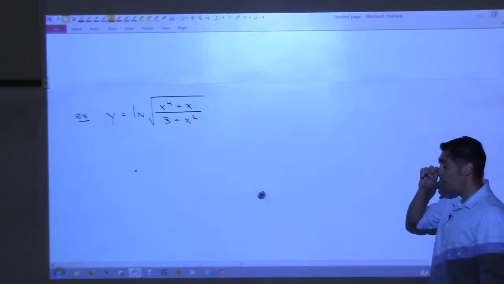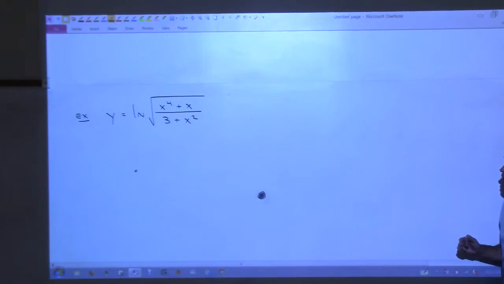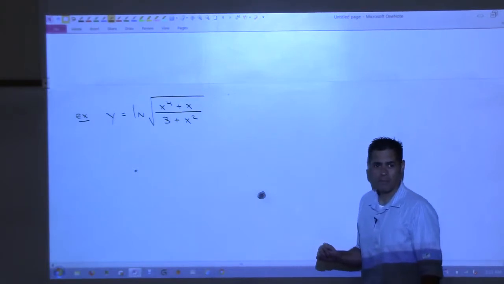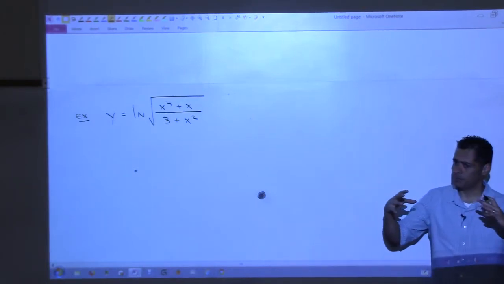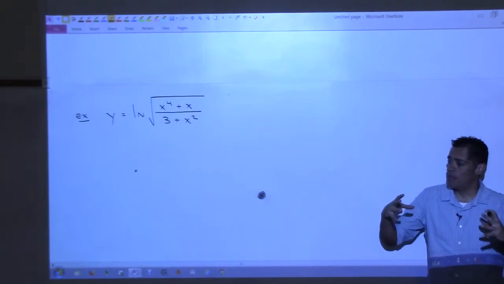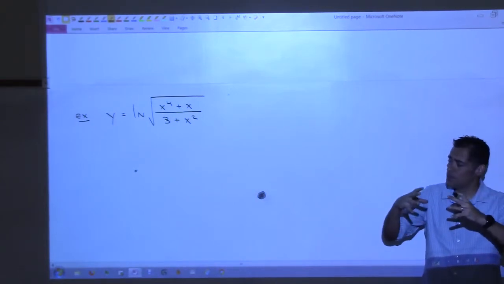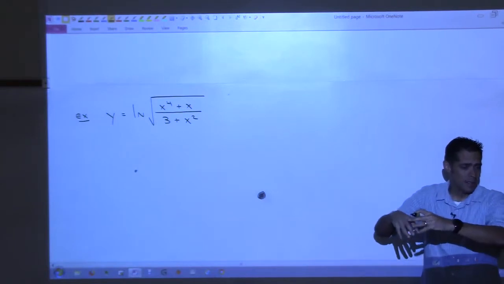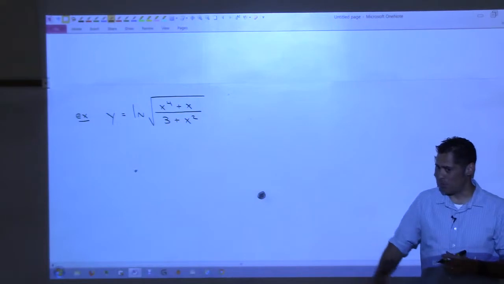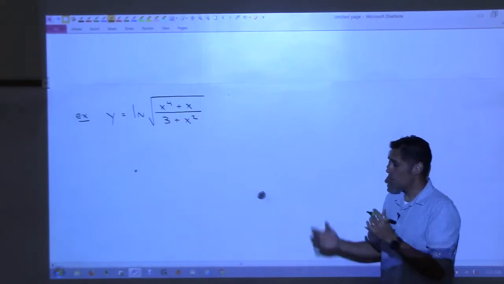Before I begin this problem, let's talk about it. If you were to go and attack this right now, you would see what, chain rule? What's the outer function? Natural log. Okay? What would be the next function inside that? Square root. And then inside that, you would have your quotient, right? So you would have chain, and then at the end you would have some quotient rule to do. And we could do that, all right?